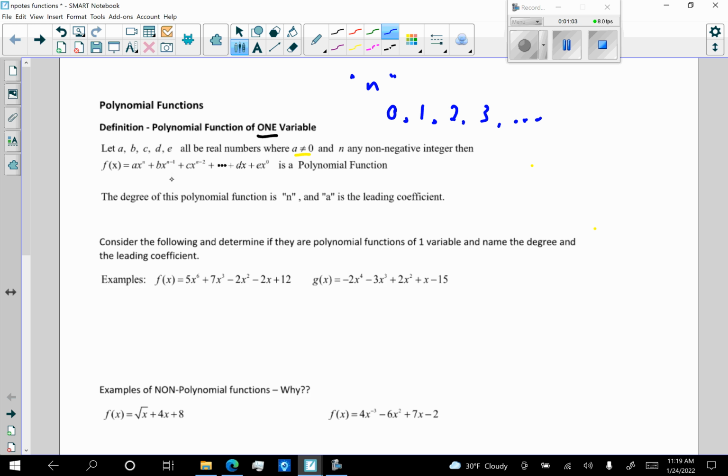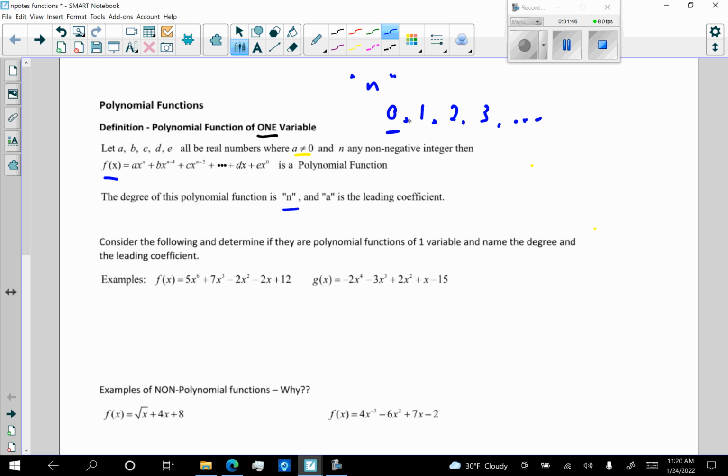And if you notice here, n is going to be the degree of the polynomial function, and a is going to be the leading coefficient. So what this means is that if you have a polynomial function, all of the exponents have got to be a whole number. It's rare that the exponent of the polynomial is ever just 0. That's a rare case, but it can happen.